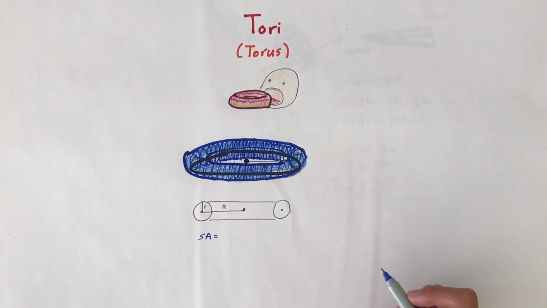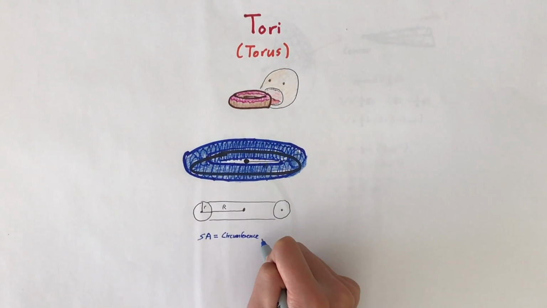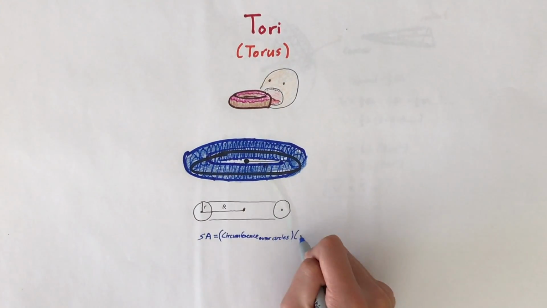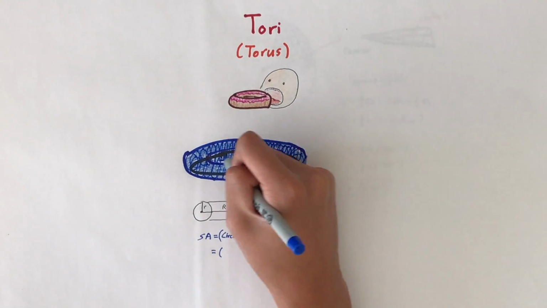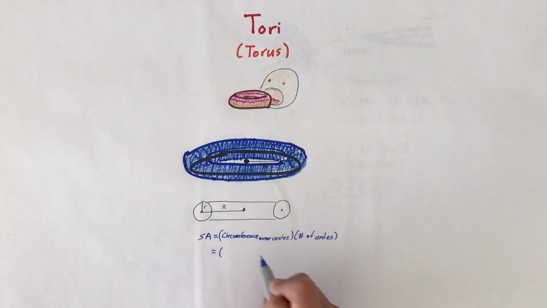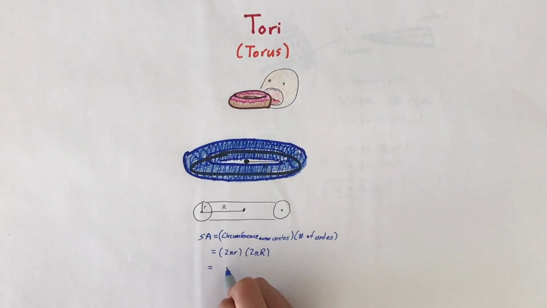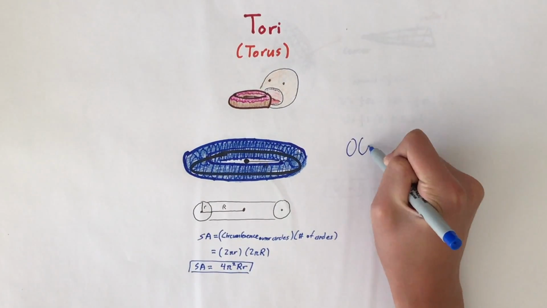Since the torus is just composed of circles, its surface area would basically just be the circumference of each of the circles on the tube times the number of circles. So the circumference of each of the outer circles is equal to 2 pi lowercase r, and the number of circles is equal to the number of points on the big circle, which is 2 pi uppercase R. So if we multiply that all together, we get 4 pi squared uppercase R times lowercase r.